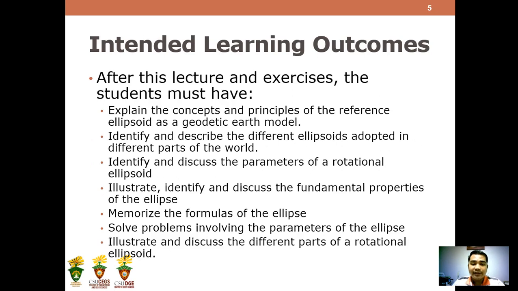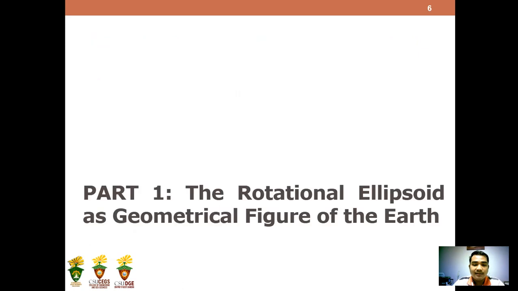These will be the intended learning outcomes. After this lecture and exercises, you the student must be able to explain the concepts and principles of the reference ellipsoid as a geodetic earth model, identify and describe the different ellipsoids adapted in different parts of the world, identify and discuss the parameters of a rotational ellipsoid, illustrate, identify and discuss the fundamental properties of the ellipse, memorize the formula for the ellipse, solve problems involving the parameters of the ellipse, and illustrate and discuss the different parts of the rotational ellipsoid.